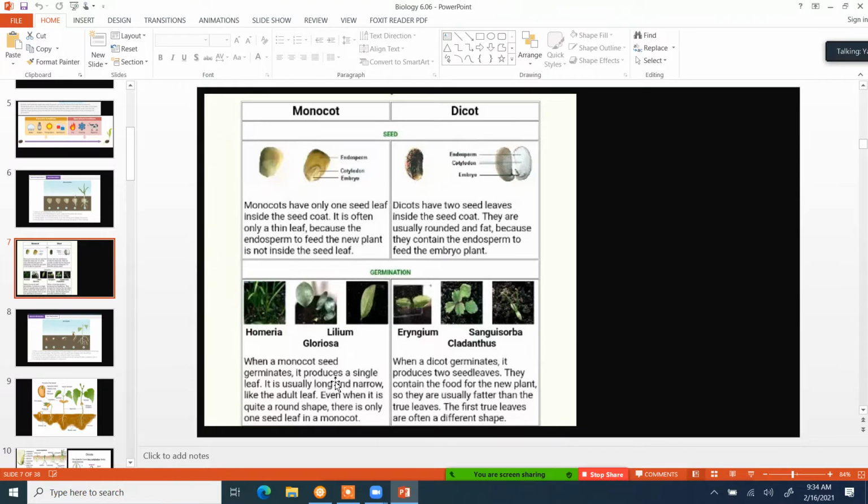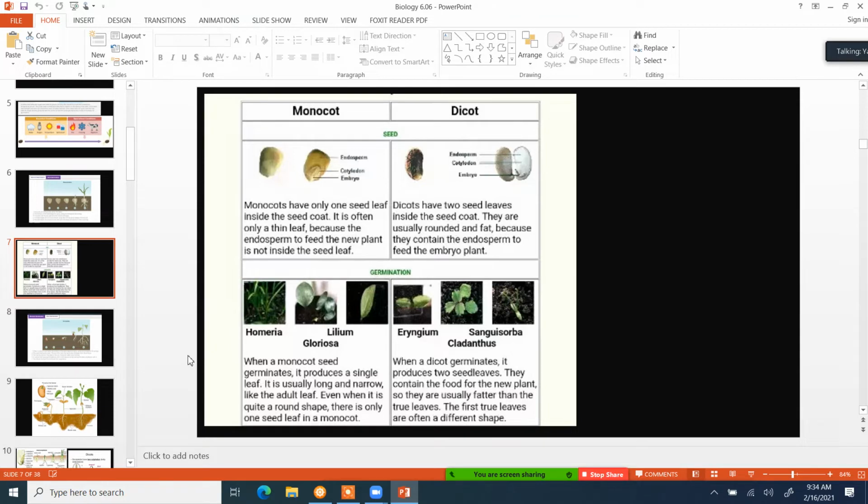During germination, when the monocot germinates, it produces a single leaf. Remember, monocot comes out with one leaf. It is usually long and narrow like the adult leaf, right? When a dicot germinates, it produces two seed leaves. They contain the food for the new plant, so they are usually fatter than the true leaves. The first true leaves are often a different shape.